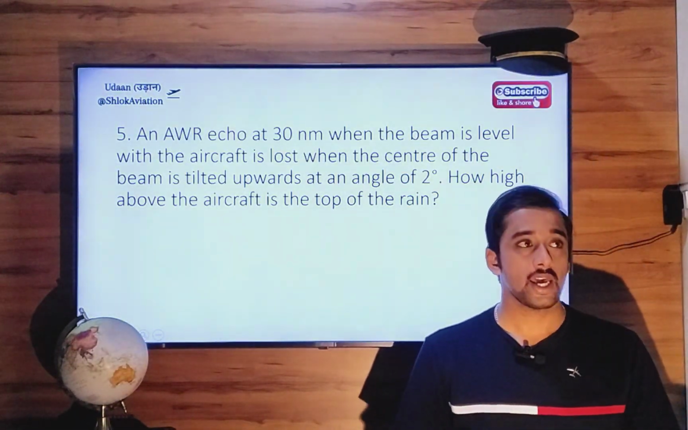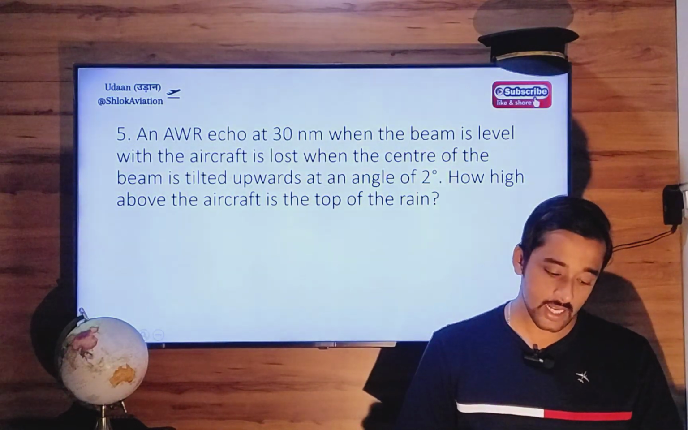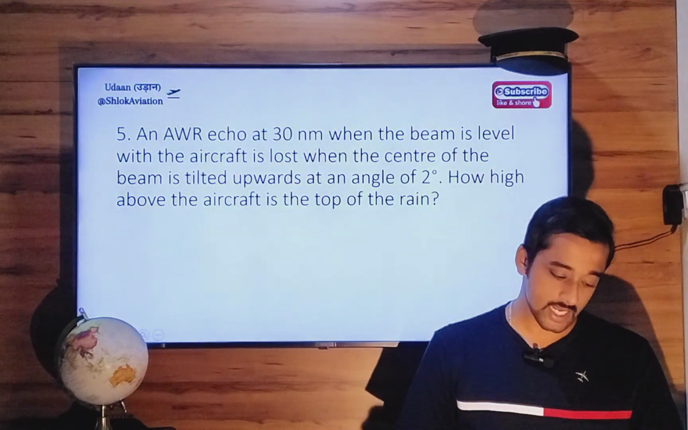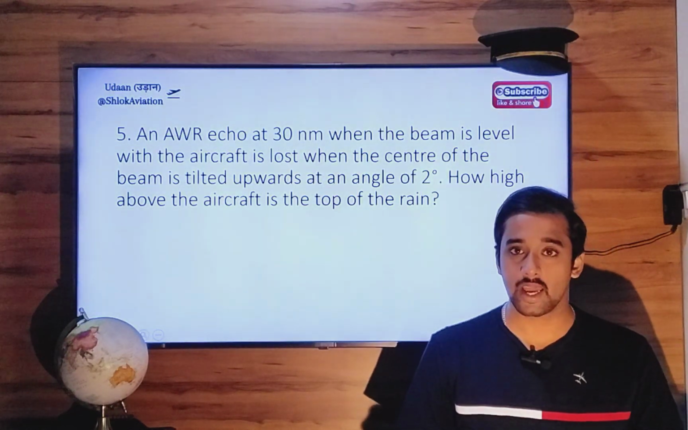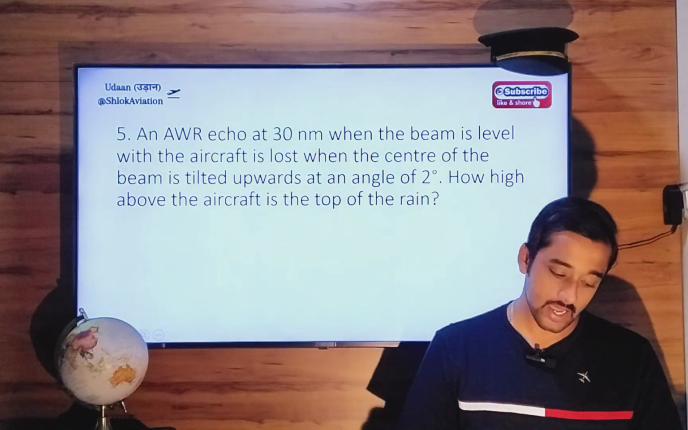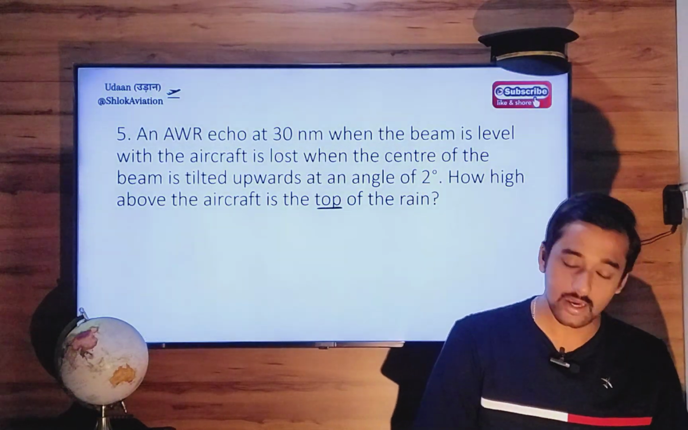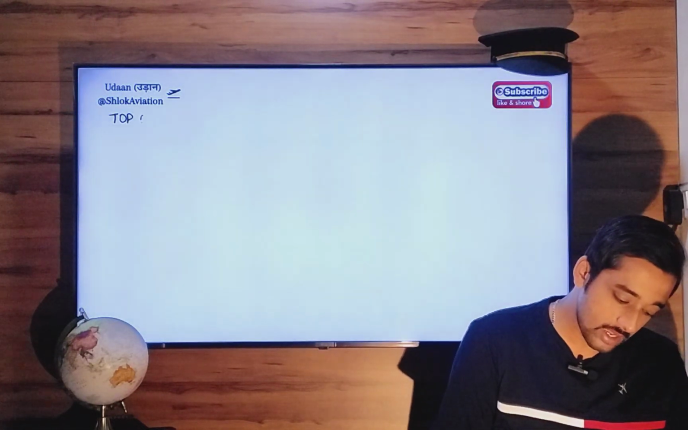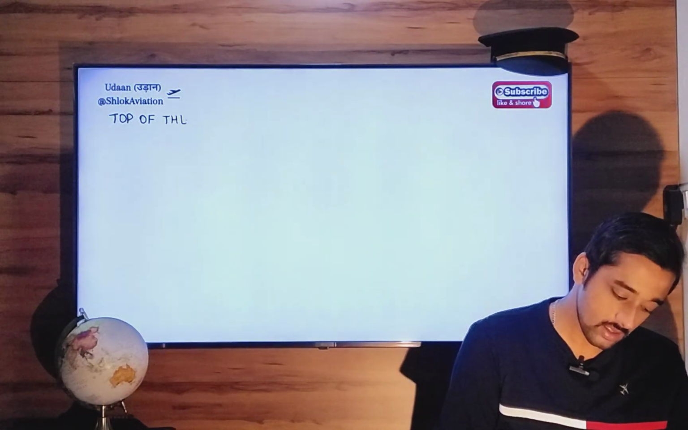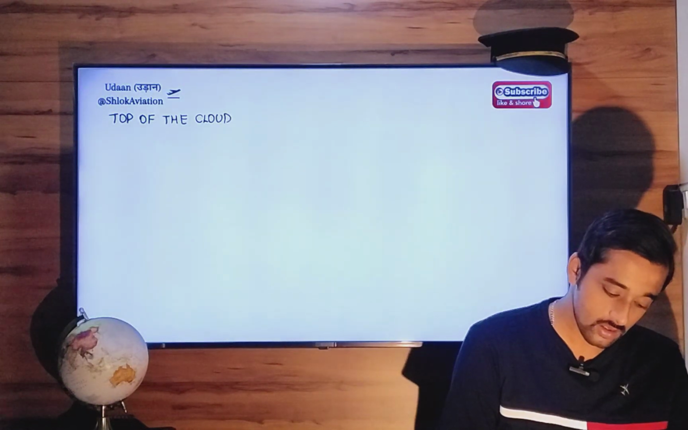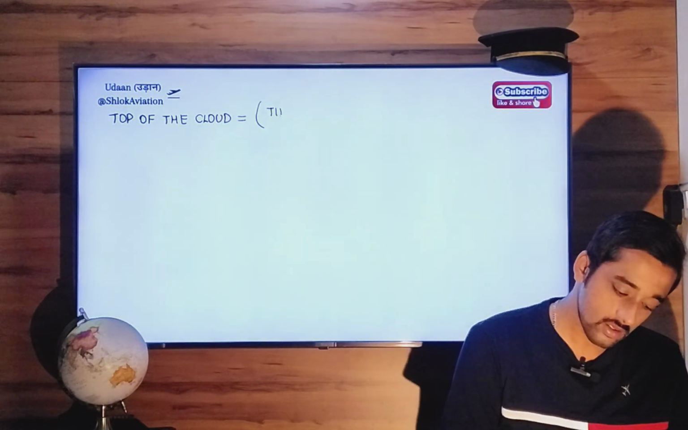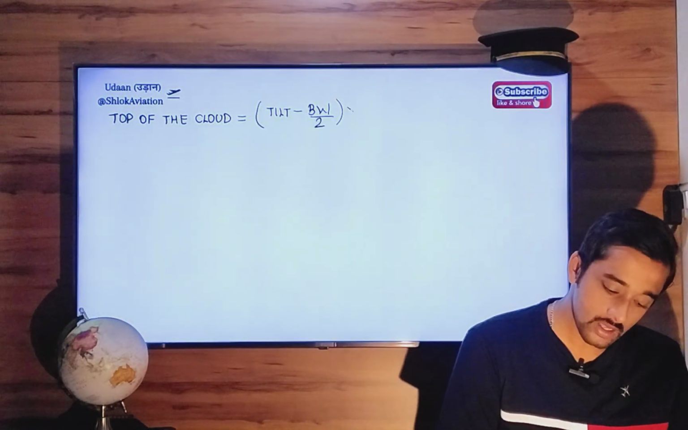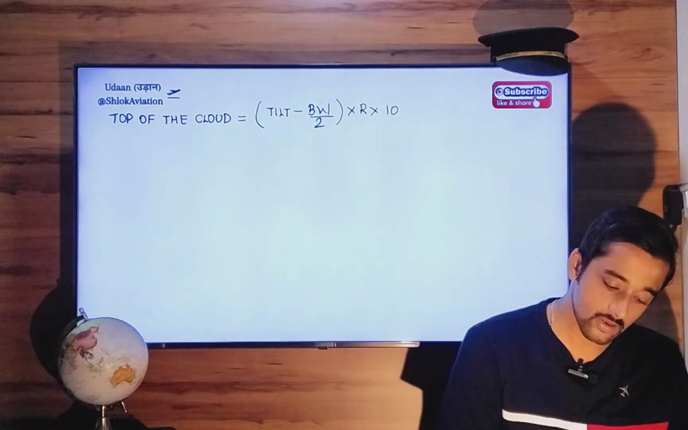Question 5. An airborne weather radar echo at 30 nautical miles, when the beam is level with the aircraft, is lost when the center of the beam is tilted upwards at an angle of 2 degrees. How high above the aircraft is the top of the cloud? So use the direct formula. Top of the cloud will be equal to tilt minus beam width divided by 2, into range, into 100.